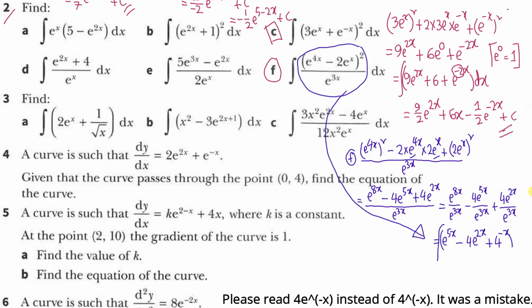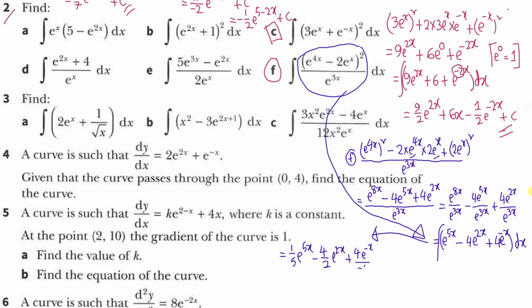Let me apply integration now, because they are asking to integrate. So I'm going to write its answer. Now in one line you can finish it. Coefficient of x is 1, so it is 1/5 e^{5x} as the integration rule. Then the next one is minus 4 by 2, because the coefficient of x is 2, then e^{2x}, and the last one is plus 4e to the power minus x, divided by minus 1, which comes from the coefficient of x, then plus c.